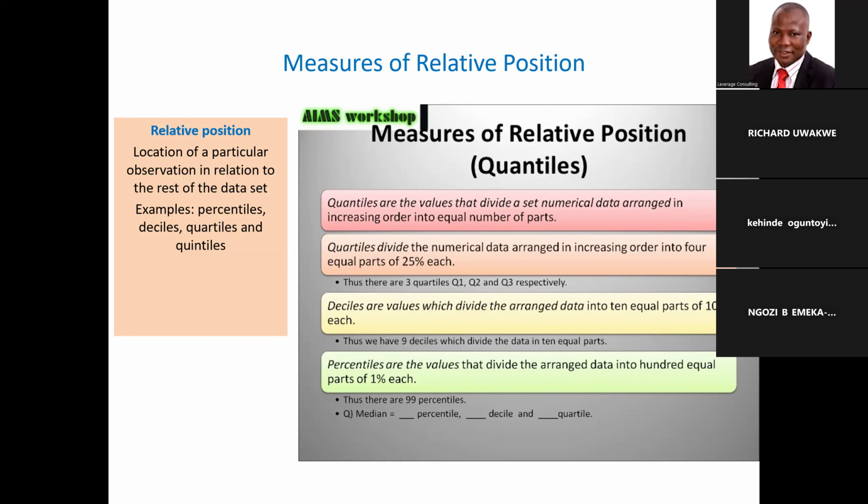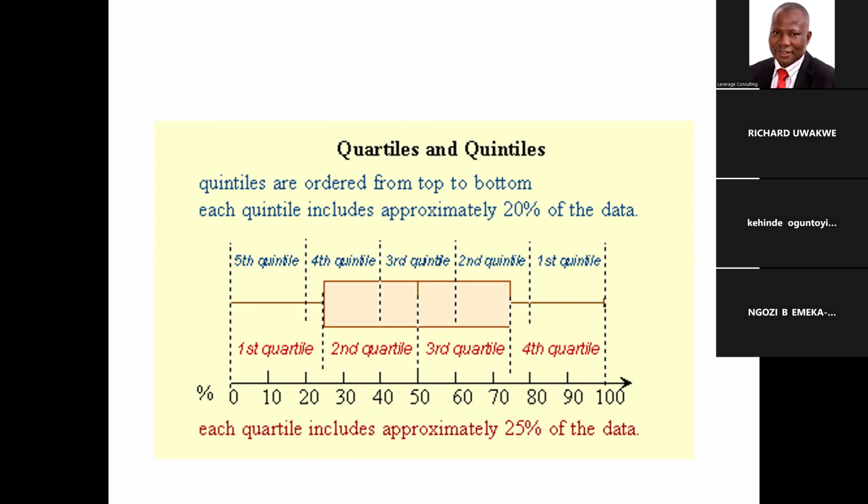The quantile can be quartile, decile, or percentile. It can also be quintile. With quintile, instead of having 3 lines dividing into 4 equal parts, we have 4 lines that divide into 5 equal parts: 20, 20, 20, 20, 20. Instead of 25, 25, 25, 25%, it is divided into 20, 20, 20. From 100% there will be 5 parts, and it's 4 lines.